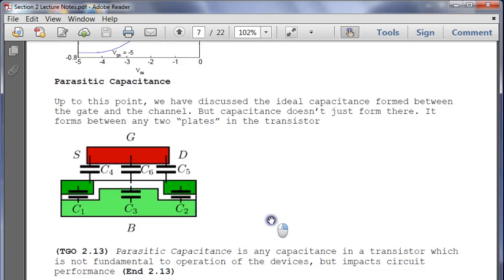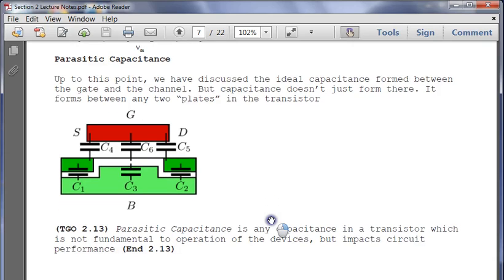Okay. So up to this point, we've talked about ideal capacitance, ideal current, ideal voltages, and we've talked about linear, cutoff, and saturation mode. But now we're getting this concept called parasitic capacitance. We have learned C6 here, and now we have to deal with what happens with capacitance between the source and the body, the drain and the body, the channel and the body, gate, drain. So we have all of these different ones.